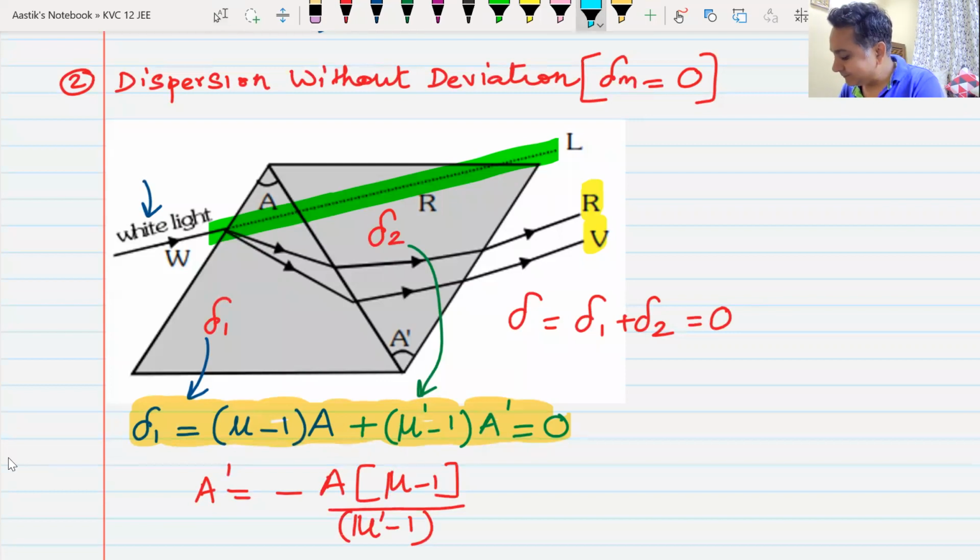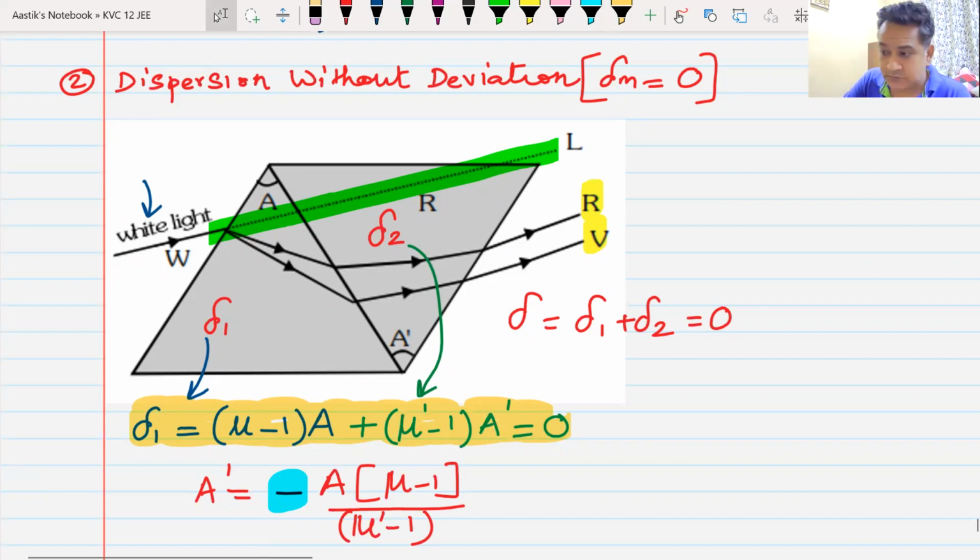Again, what do you mean by this negative sign that has come here? What do we understand by this negative sign? The angles are opposite. Prism angles are opposite to each other. That means if one prism is erect, the other one has to be inverted.